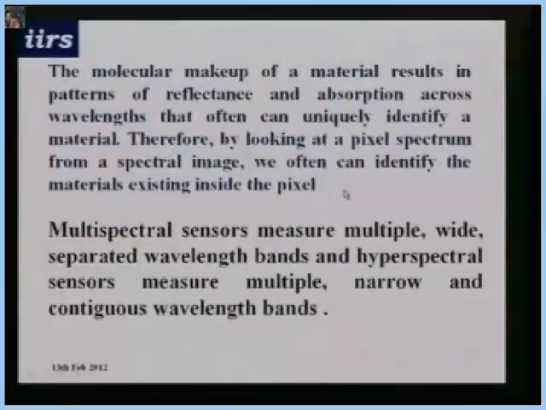So the molecular makeup of a material results in patterns of reflectance and absorption across the wavelengths that become a unique identification characteristic, or you can say fingerprint, of that material. Therefore, by looking at the spectrum from a spectral image, if we have this continuous profile of the reflectance pattern, we often can identify the material existing inside that particular area or pixel. And multispectral sensors measure multiple widely separated wavelength bands, whereas hyperspectral sensors measure in narrow contiguous bands.